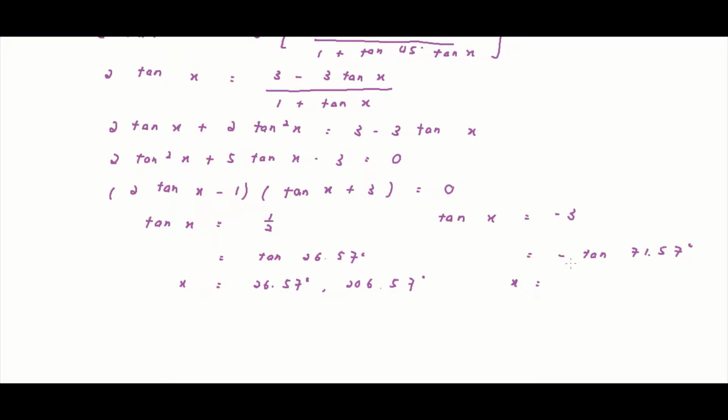Okay, so same thing for here. So tangent x negative, so it should be quadrant 2 and 4. So that's why 180 minus, which gives you 108.43. Then the other one is 360 minus, then you get 288.43. Okay, so you can just write down your answer, arrange them in order: 108.43 and then 206.57 and the last one 288.43.